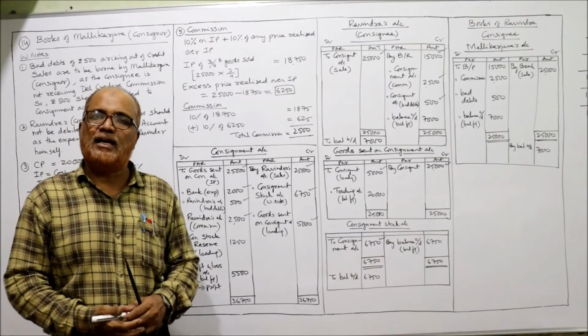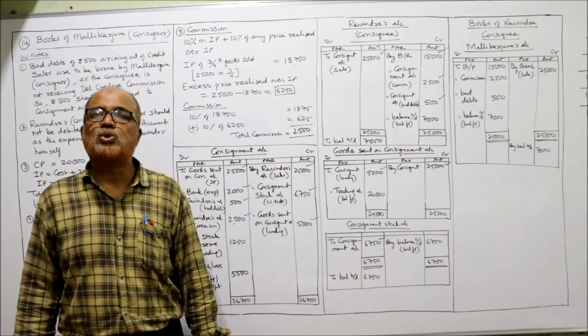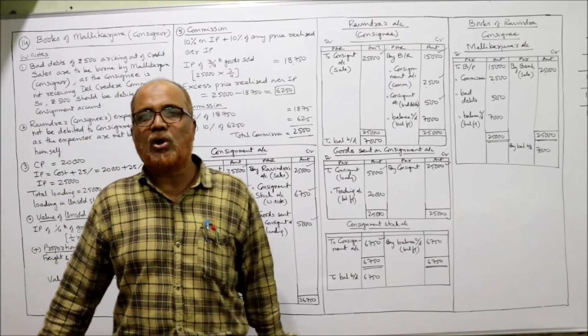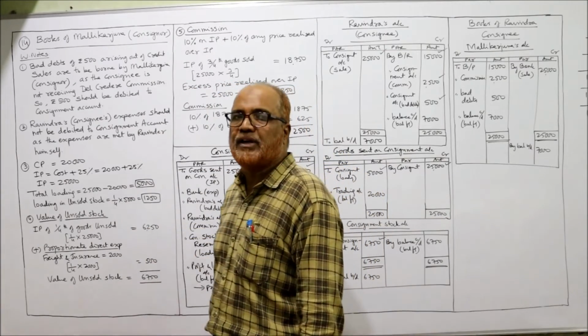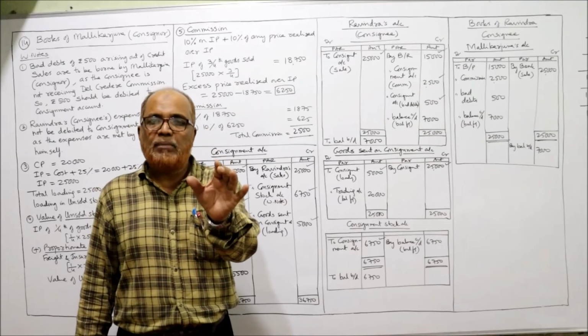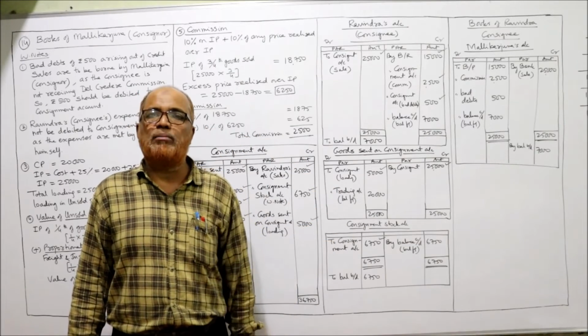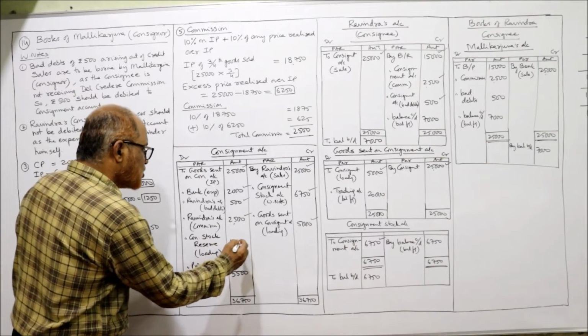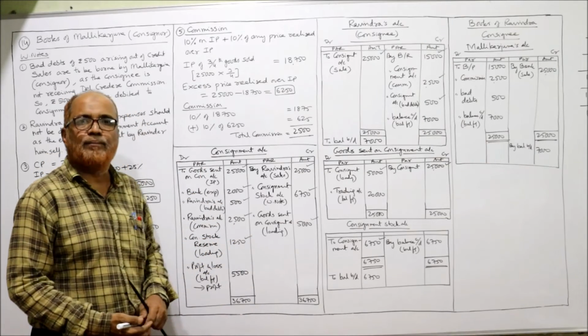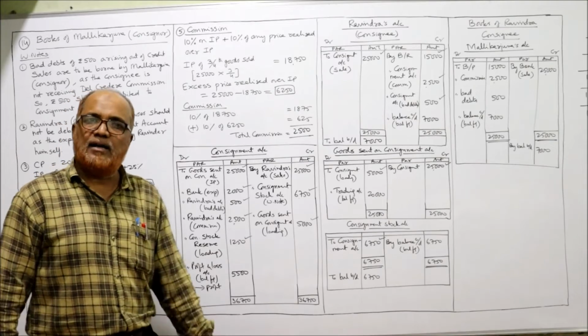The second entry is removing the loading in unsold stock. Unsold stock loading is 1,250. We have calculated loading in unsold stock 1,250. Entry is consignment stock account debit to consignment stock reserve. So consignment account debit side to consignment stock reserve 1,250. That's all. So all the entries are passed.